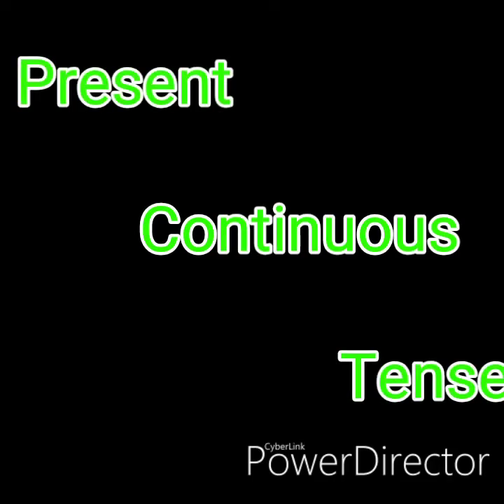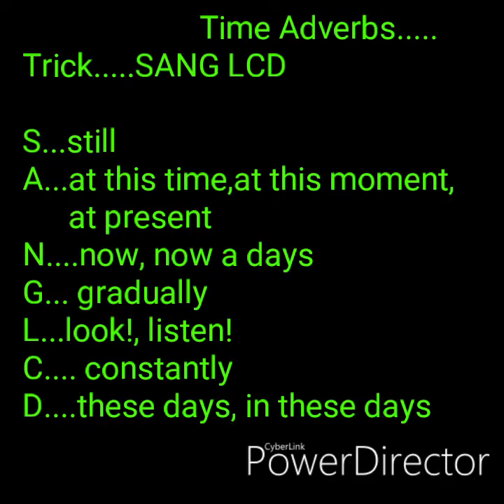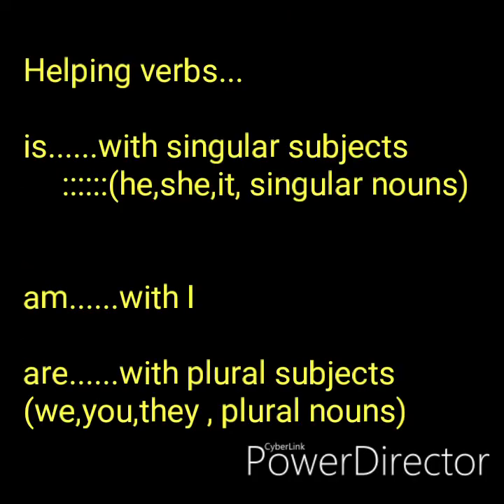Next tense is present continuous tense. Time adverbs. The trick is saying LCD. A for at this time, at this moment, at present, N for now and nowadays, G for gradually, L for look, listen, C for constantly, D for these days and in these days. So D refers to days.